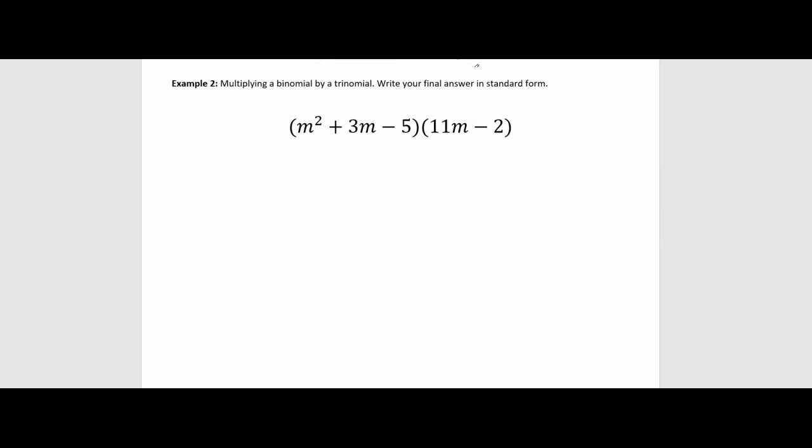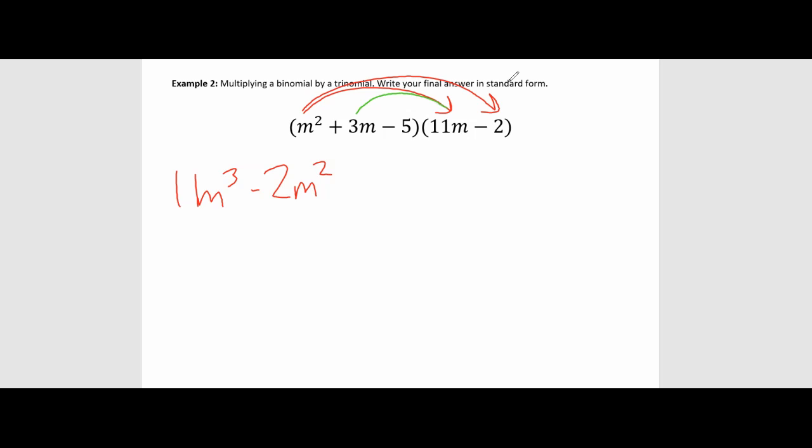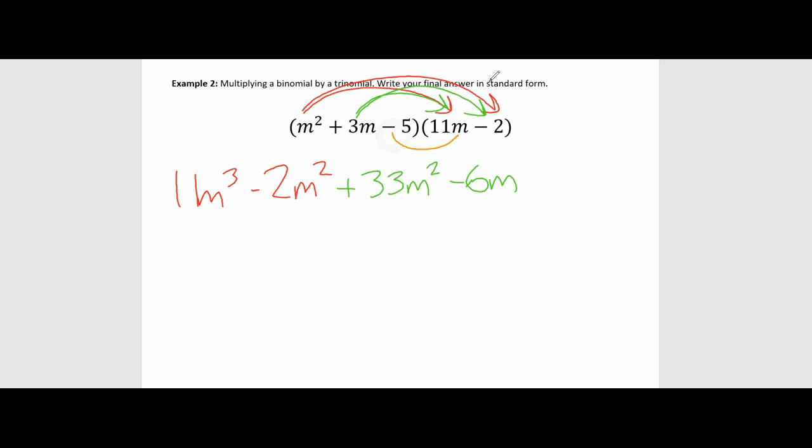Now, most of you probably see what we're going to do here. I'm going to first distribute, let's make that a little less heavy. So I'm going to distribute the m squared to both first. So I'm going to get 11m cubed minus 2m squared. Then I'm going to distribute the 3m to both. So that's going to give me plus 33m squared minus 6m. And then you're going to distribute the negative 5 to both.